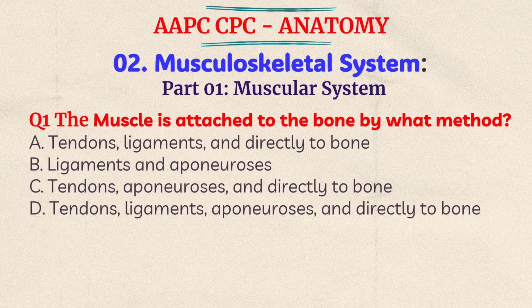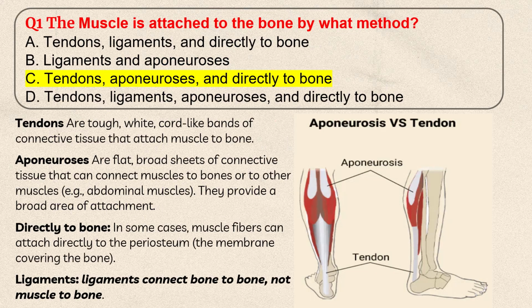Question number 1. The muscle is attached to the bone by what method? There are 4 answers available. Please pause the video and find the answer. The correct answer is tendons, aponeurosis and directly to bone. So if you take muscle attachment, all 3 methods are available.